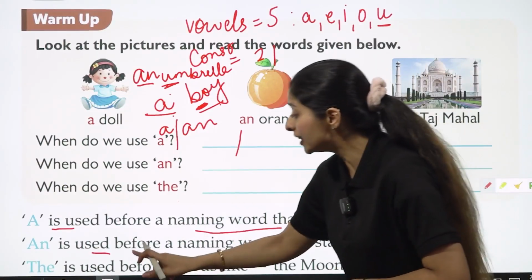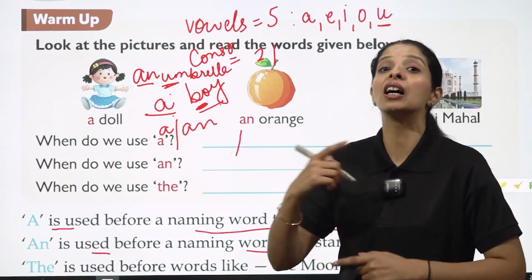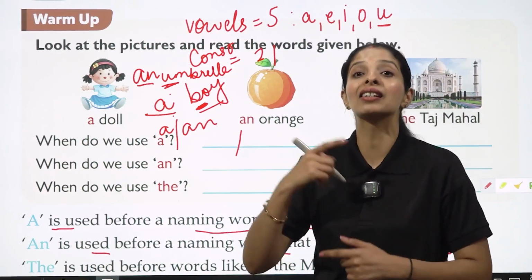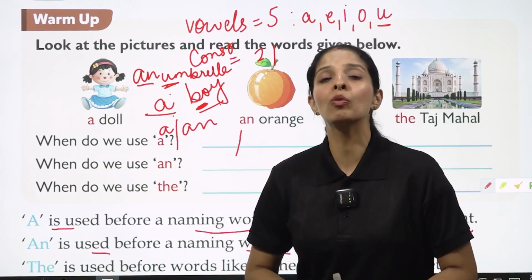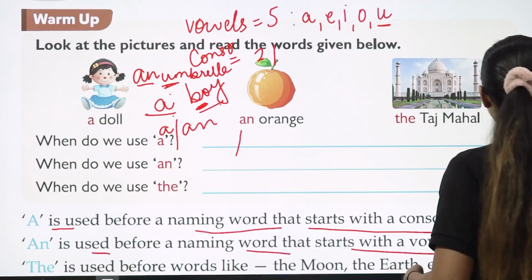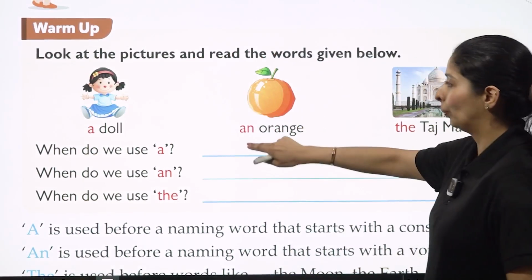Now, the is used before words like the moon, something specific, the earth, the stars, the sky. So, before these naming words, we use the. Now, let's begin the session. Look at the pictures and write the words given below.